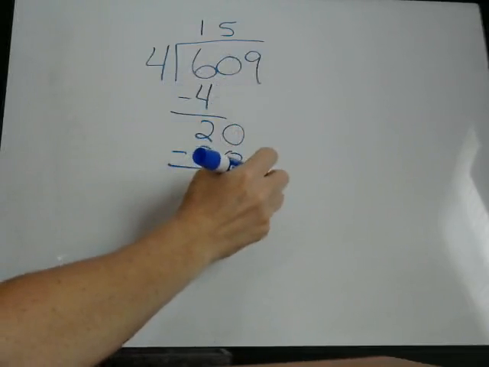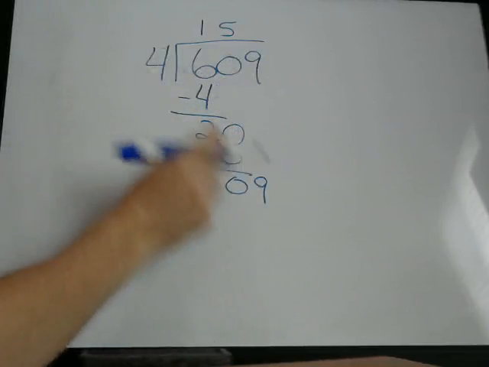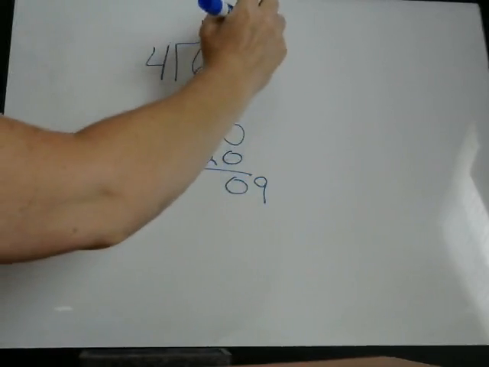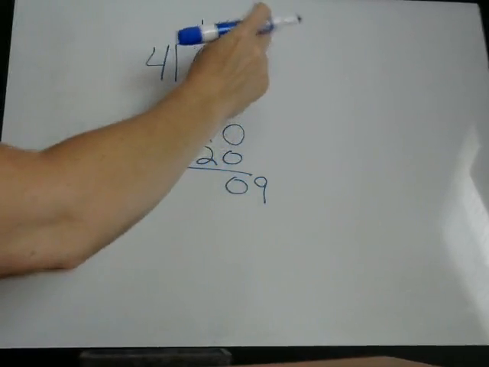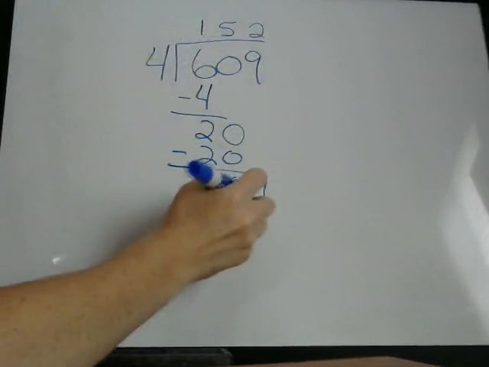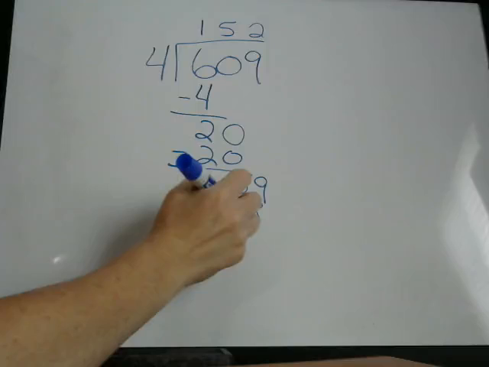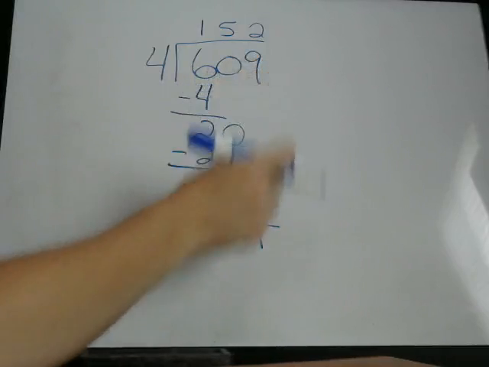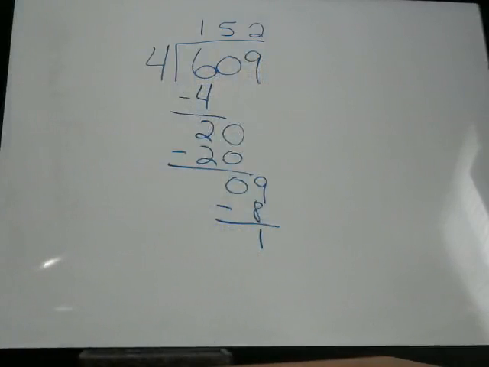Bring a number down. 9. How many times does 4 go into 9? It can go twice. So above the 9 we write 2. Do a multiplication. 2 times 4 is 8. Write that number down. Do a subtraction. 9 minus 8 is 1. Now, we have 1 left over, and that's called the remainder. So if the question is asking for what's the remainder, it's 1.